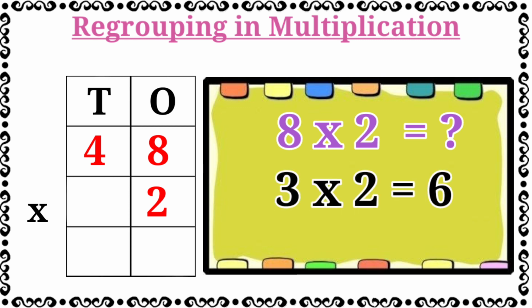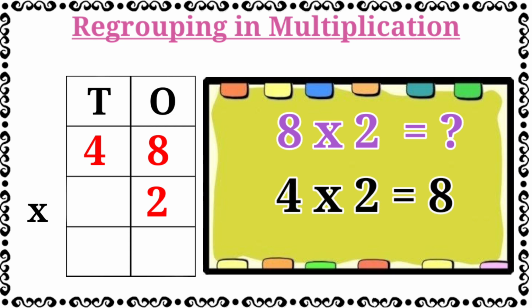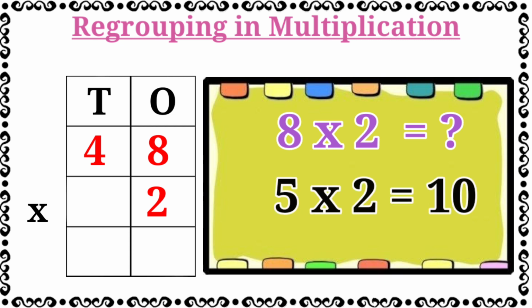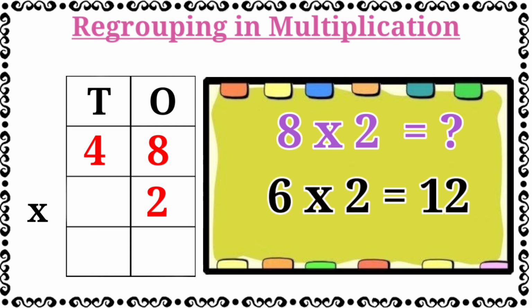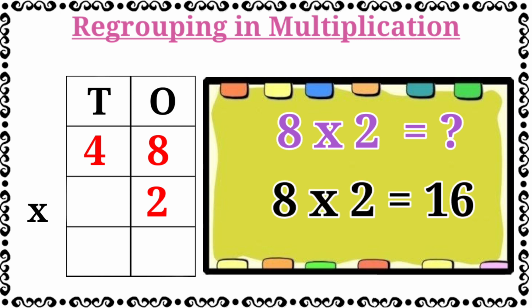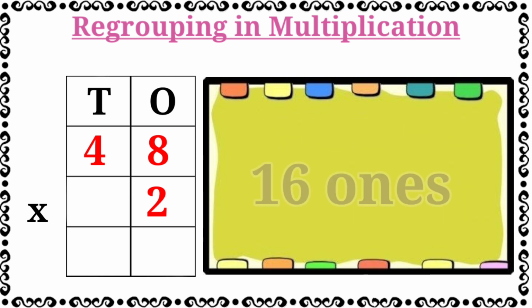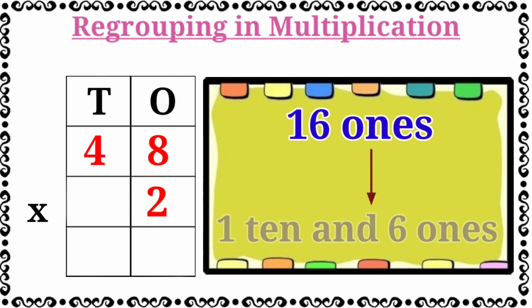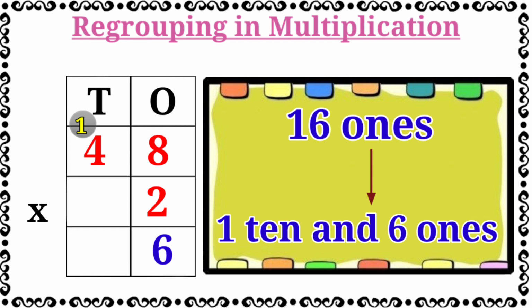3 2s are 6. 4 2s are 8. 5 2s are 10. 6 2s are 12. 7 2s are 14, 8 2s are 16. We will get the answer 16. Here 16 ones. We know that 16 ones is the same as 1 ten and 6 ones. Let's write the number 6 in the ones column and carry over 1 in the tens column.